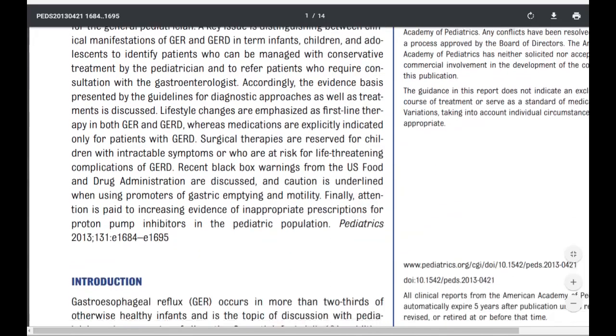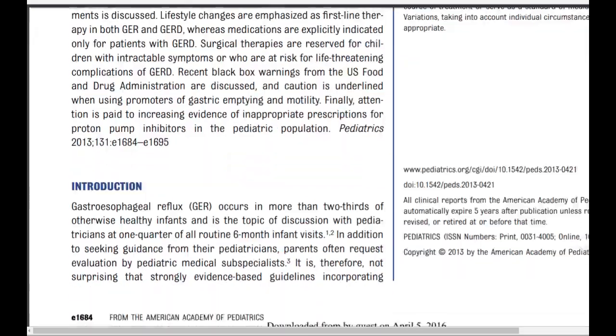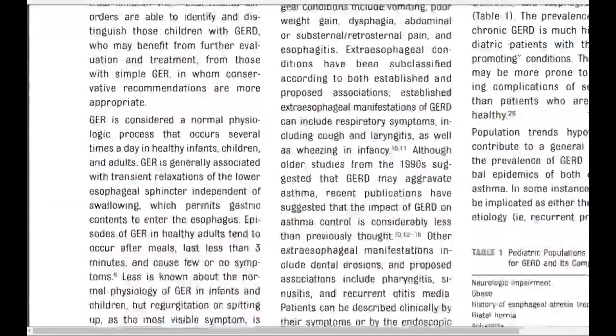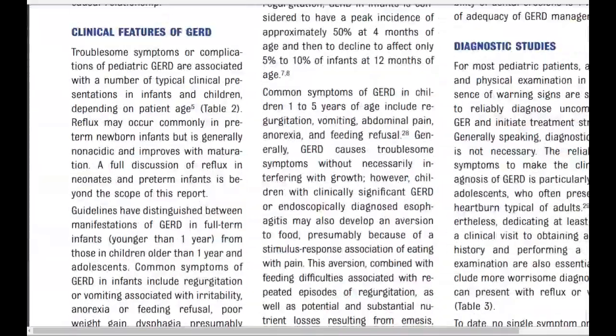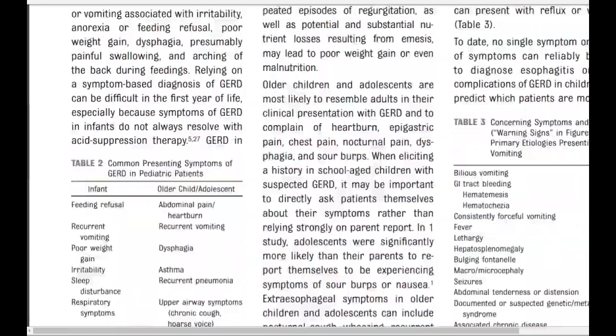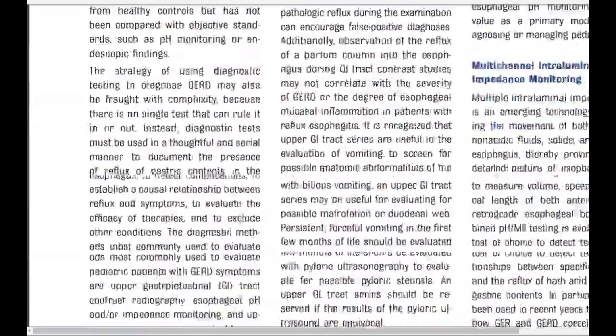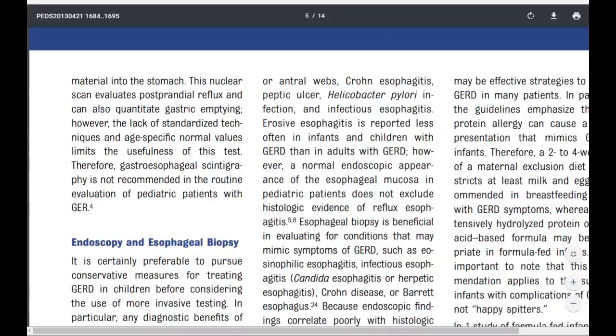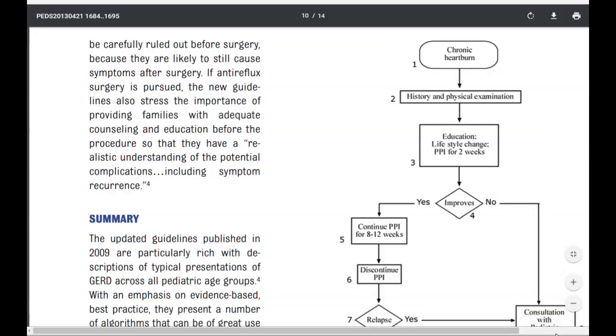Let's go to... If there's chronic heartburn... Actually, I'm not going to read this.